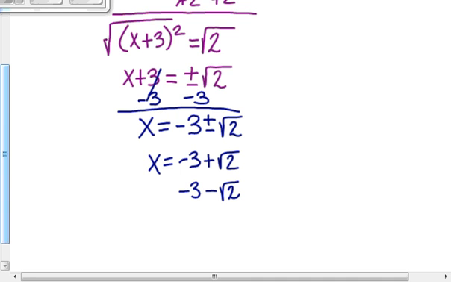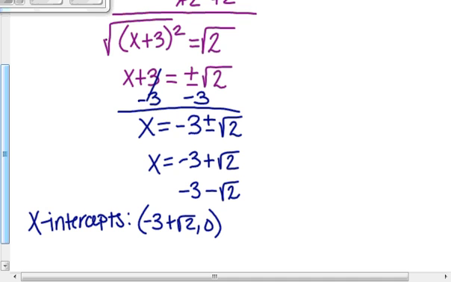So our x-intercepts for this function are negative 3 plus square root 2 comma 0 and negative 3 minus square root 2 comma 0. Now if you're going to plot these points, then yes, it would make sense to put them in decimal form, but since we're just asking for the x-intercepts, we want to just leave it in this form.